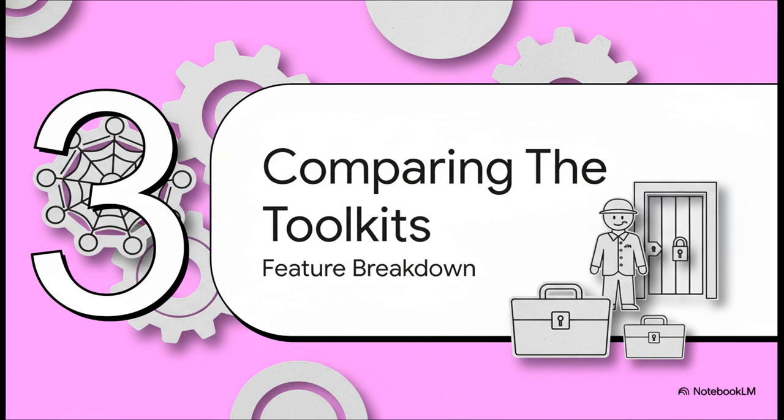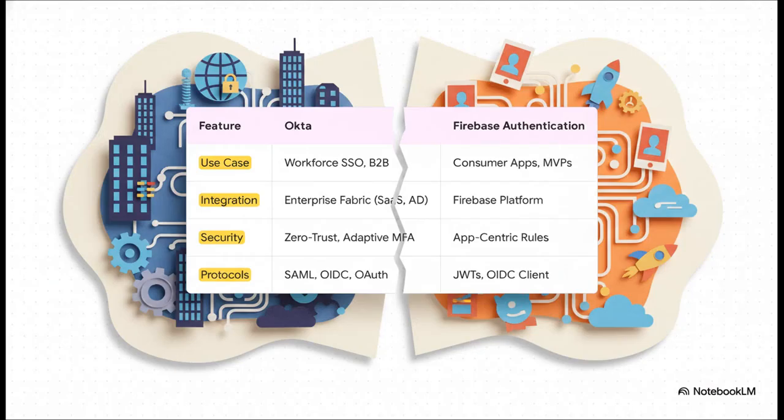All right, so we've got our two models, the central hub and the app doorman. Now, let's put their toolkits side by side and do a real head-to-head comparison. Man, this table really just illustrates that divide perfectly. Just look at the primary use case. For Okta, it's workforce single sign-on and business-to-business apps.